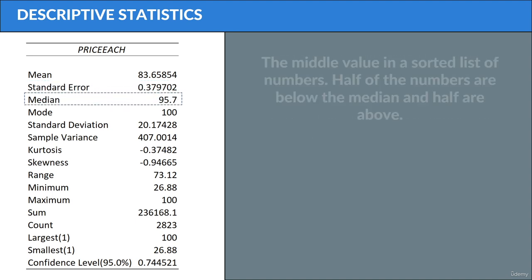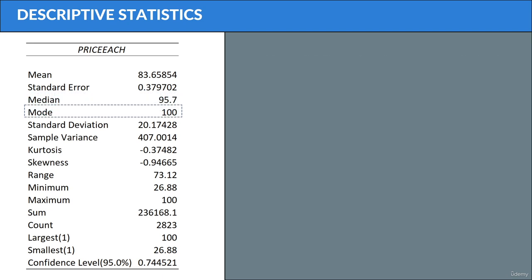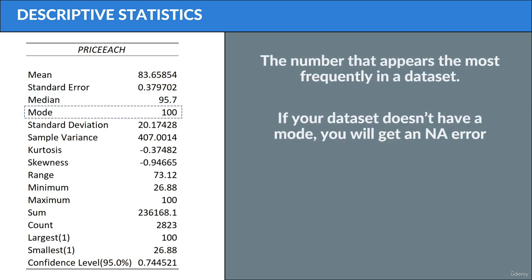The median is the middle value in a sorted list of numbers. So half the numbers are below the median, and the other half are above. Then we have the mode. The mode is the number that appears most frequently in a dataset. If your dataset doesn't have a number that appears more than any others, you'll get an NA error.